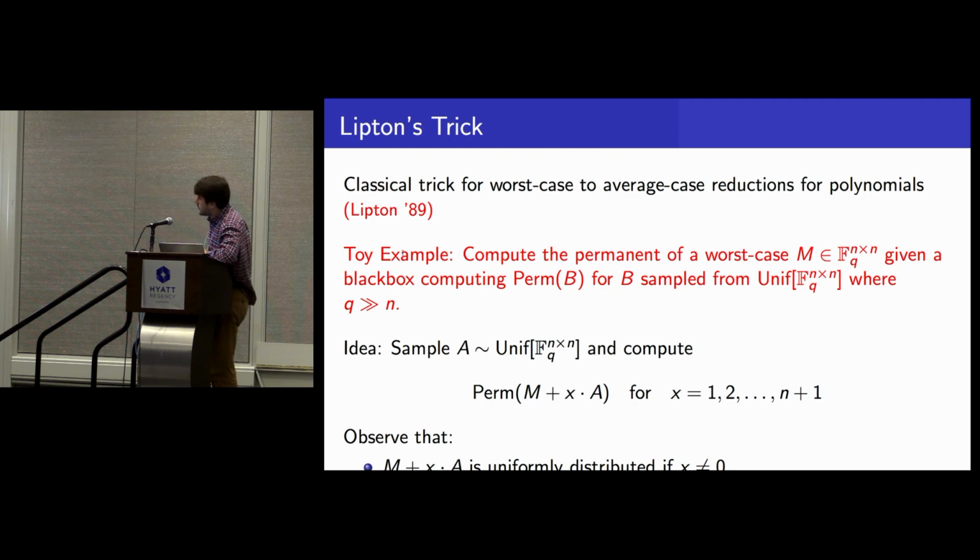matrix. So for each X in the range 1 through n plus 1, the permanent of M plus XA is the permanent of a random matrix, because M plus XA is a random matrix. And moreover, the permanent of M plus XA is a degree n polynomial in X. And so if we can evaluate the permanent of M plus XA using our black box that works in the average case, then we can extract, using Lagrange interpolation, the coefficients of this polynomial and figure out what the permanent of M plus XA evaluated at X equals 0 is, and that's just the permanent of M. So again, it's cut off.